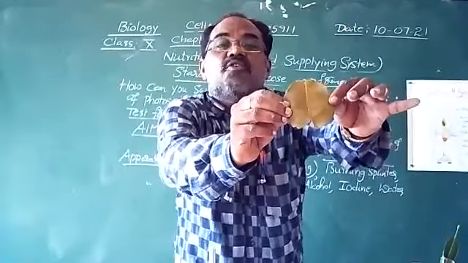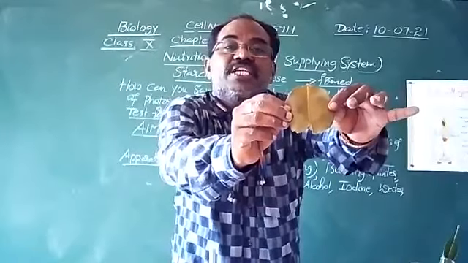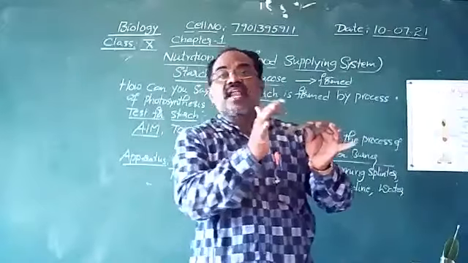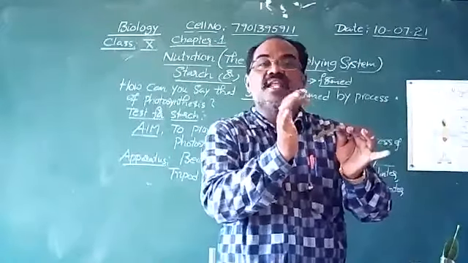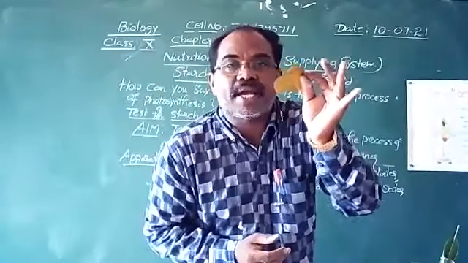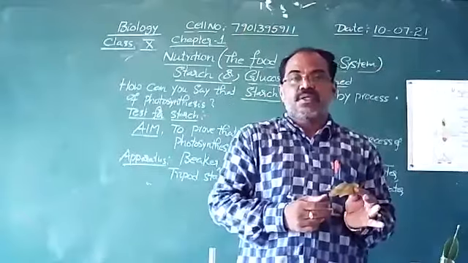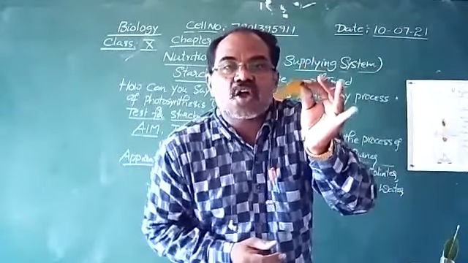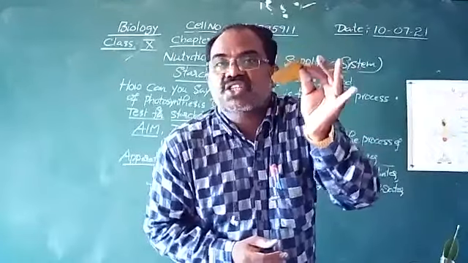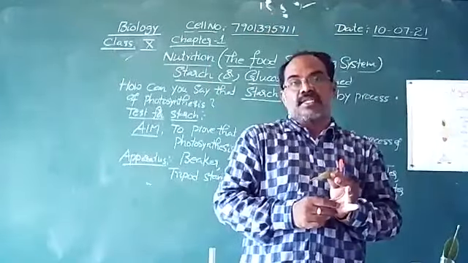After some time you have to observe that the leaf color has changed, to a bluish or blackish color. This color indicates that starch or carbohydrate is formed by the process of photosynthesis. A blackish or bluish color indicates that starch or glucose is formed by the process of photosynthesis.